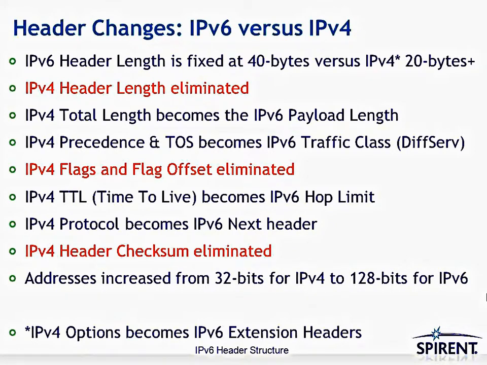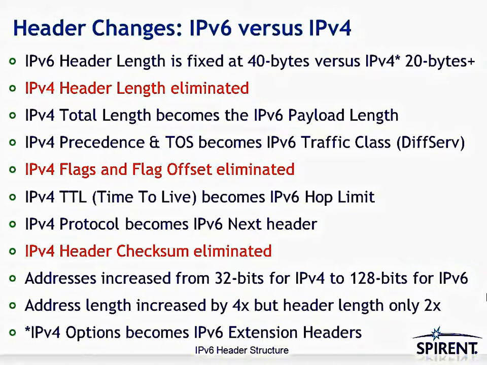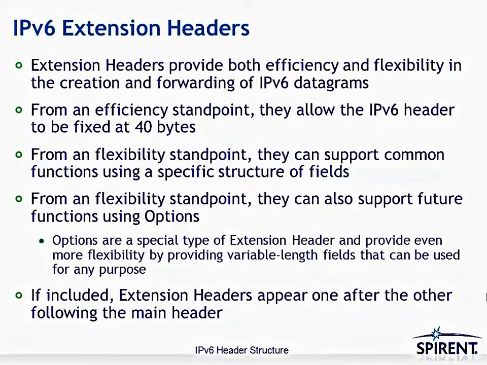Of course, the address is increased in size from 32 bits for IPv4 to 128 bits for IPv6. So overall, the address length increased by 4 times, but the header length only doubled. IPv6 extension headers are handled more efficiently and give more flexibility with IPv6 than the old options did with IPv4. The implementation enables the IPv6 header to be a fixed length of 40 bytes.